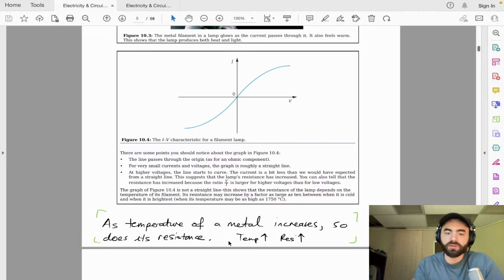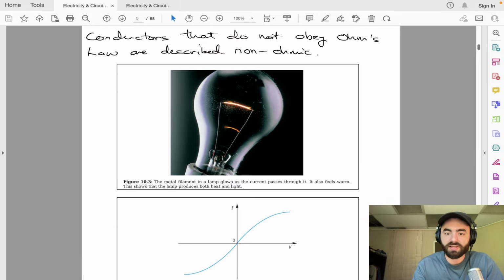There are different models of ways to think about this, but you just need to understand there's a relationship between temperature and resistance.